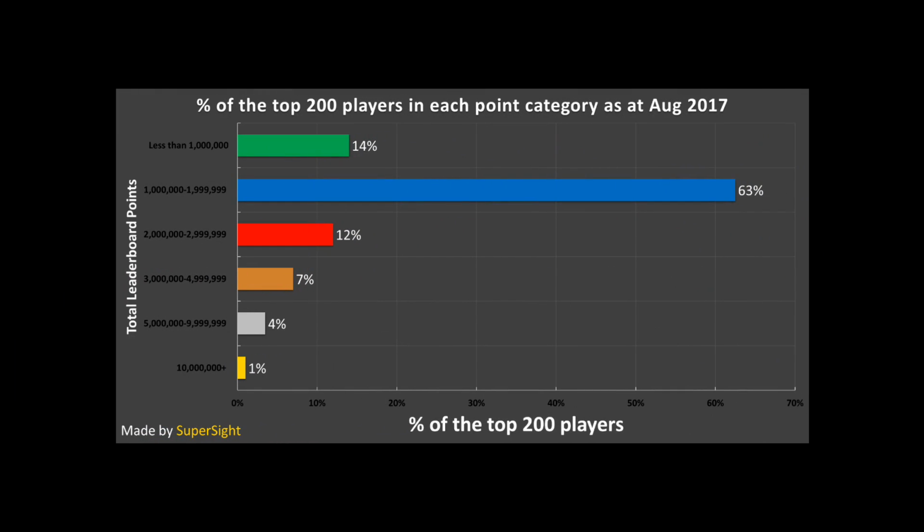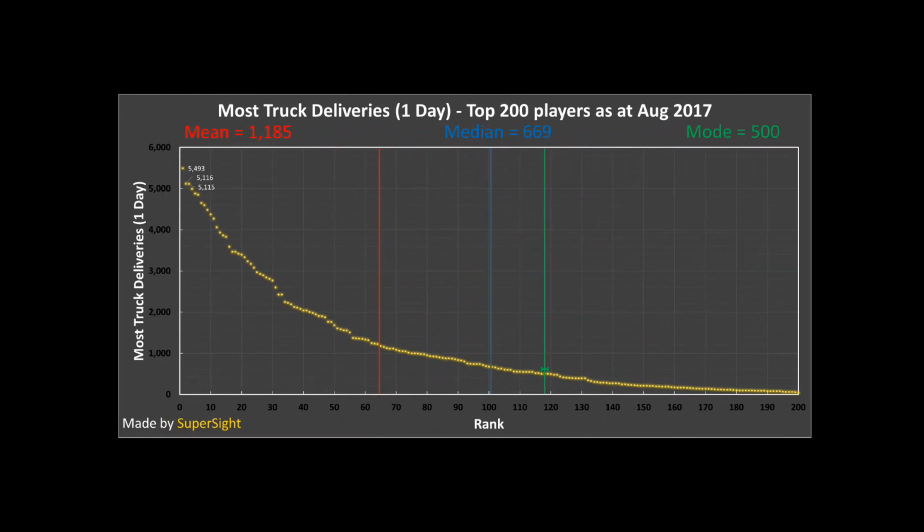Now this one here, I like this one. It's colourful, but actually some of the other ones took longer to make than this one. So this is just the point category. So of the top 200 players, 14% of them have less than 1,000,000 points, and then 63% have between 1 to 2,000,000 points, and then 12% have between 2 to 3,000,000 points, and 7% have between 3 to 5,000,000, and as you can see, it goes all the way down to just only 1% having more than 10,000,000 points, and so that's the top 2 players. So that's the one there. Moving on to the next one.